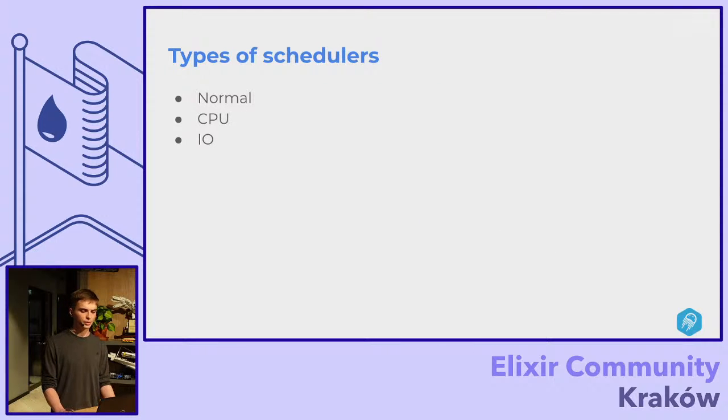There are basically 3 types of schedulers: normal, CPU, and I/O. So maybe let's start with the CPU and I/O schedulers. They are responsible for executing long-running NIFs and BIFs mainly. We'll go to NIFs and BIFs later, and normal schedulers are responsible for executing casual Erlang code.